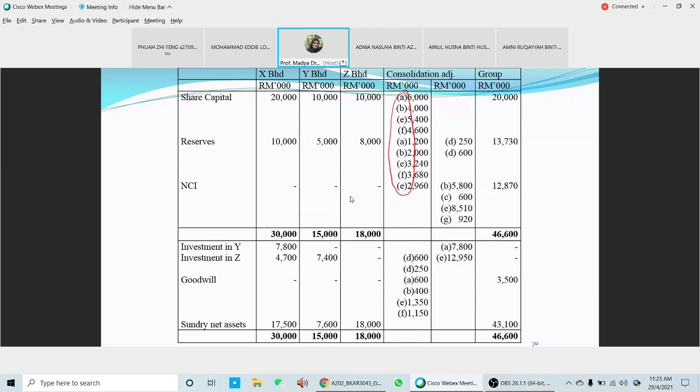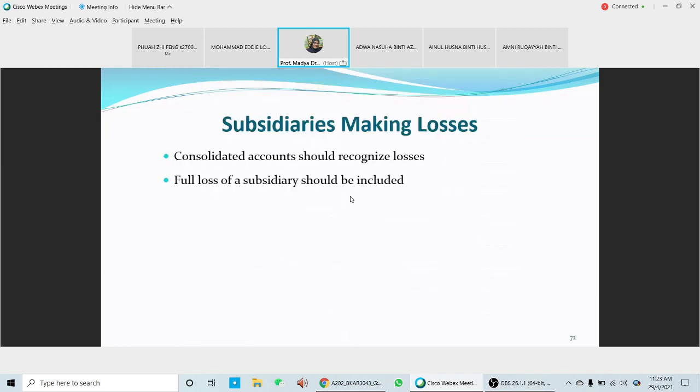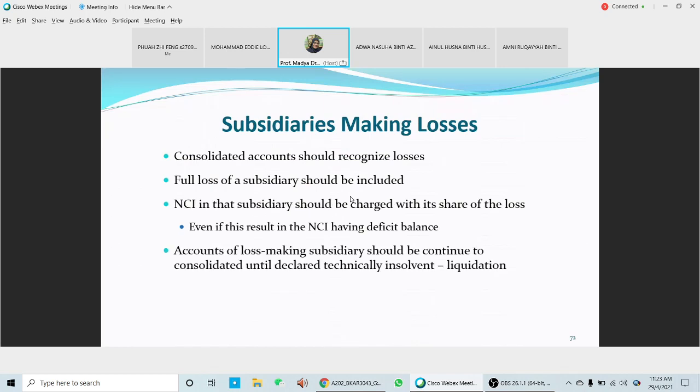2 more minutes. Just finish with the subsidiary making loss. For a subsidiary making loss, you need to prepare a consolidated account, and this consolidated account should recognize a loss. The full loss of the subsidiary should be included. NCI in that subsidiary should be charged also in the share of loss. Let's say the subsidiary has a loss, so this loss is going to be allocated to the parent and also to the NCI. Even if this results in the NCI having a deficit balance, you still have to allocate the loss to the NCI even though the NCI has a debit balance.